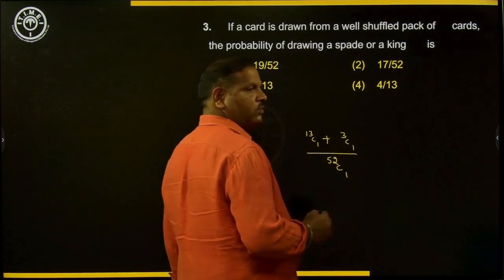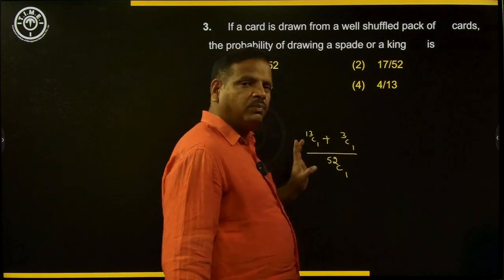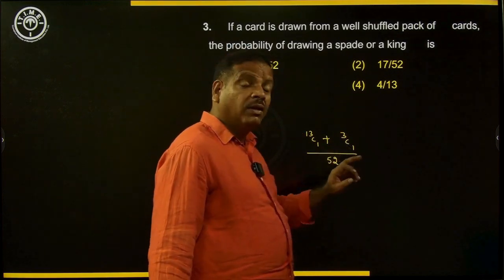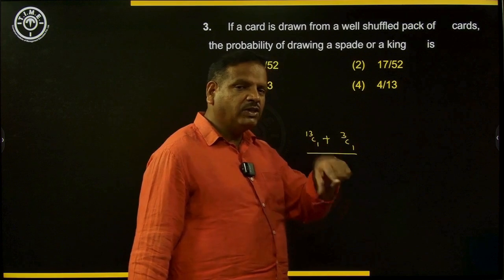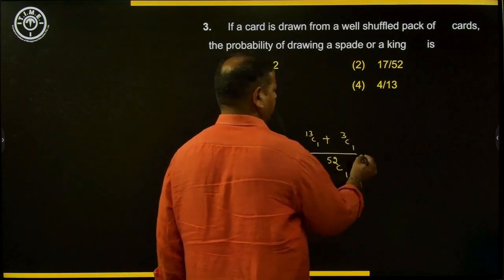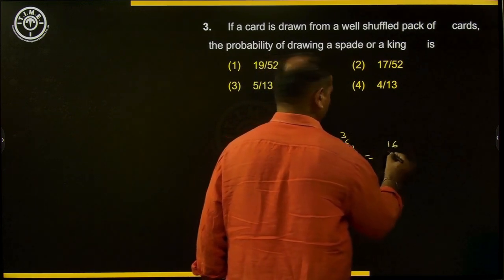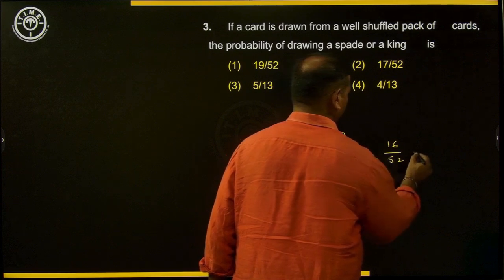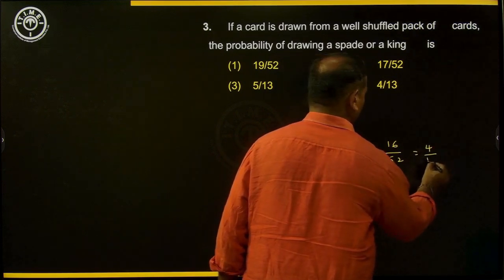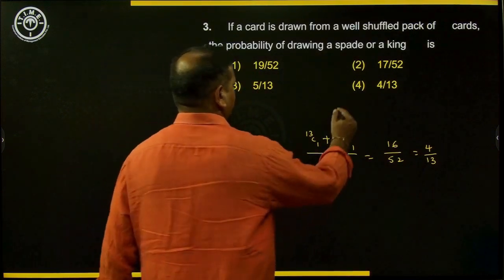ఫ్రమ్ దోస్ 3C1. సో అదర్వైజ్ మీరు ఎలా ఆన్సర్ చేయాలనుకోండి, 13C1, 4 kings అని రాస్తే 4C1 మైనస్ కామన్ పార్ట్ అంటే కింగ్ విచ్ ఈజ్ ఇన్ స్పేడ్, దట్ ఈజ్ 1, అది 1 అని సబ్ట్రాక్ట్ చేయాలి. ఓకే, అదర్వైజ్ రైట్, జస్ట్ రైట్ లైక్ ఎనఫ్. 13C1 is 13, 3C1 is 3, 13 plus 3 16 by 52. 4 4 just 16, 4 13 ja, that's enough. 4/13 is answer. Which option is that? Fourth option.